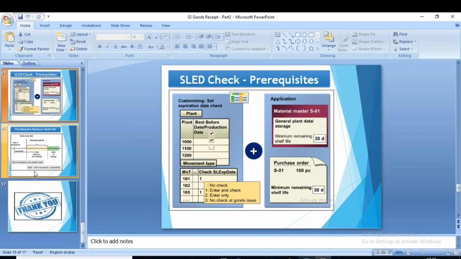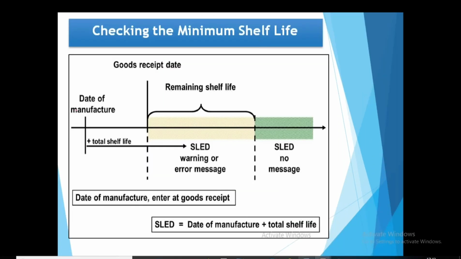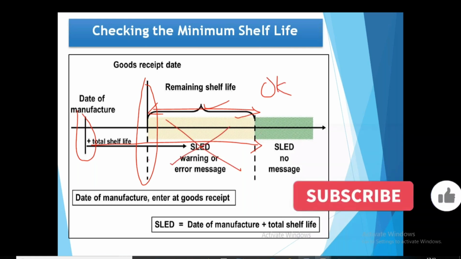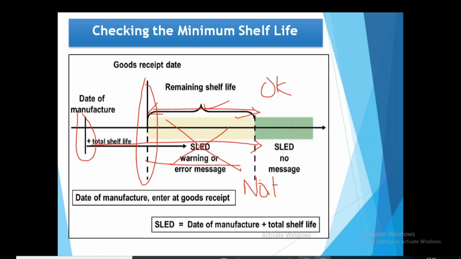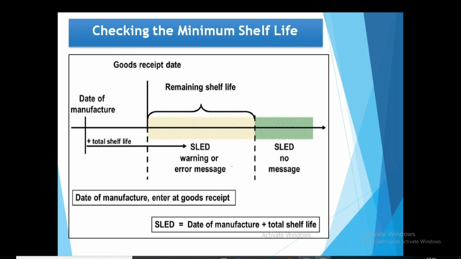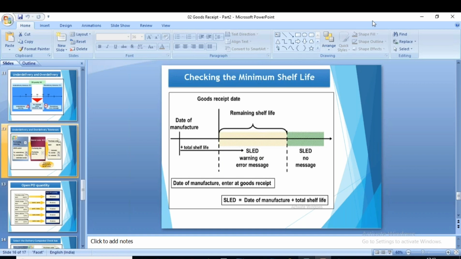If it is not there, it will not allow you to make the GR. This is what we discussed. You enter the date of manufacture. First, the system will calculate the total shelf life, and on the GR date, it will check whether any minimum remaining shelf life is there or not. If it is there, it will allow GR. If the minimum remaining shelf life is not met, then the system will not allow GR. So that is what will happen. With this, we have come to the end of GR.